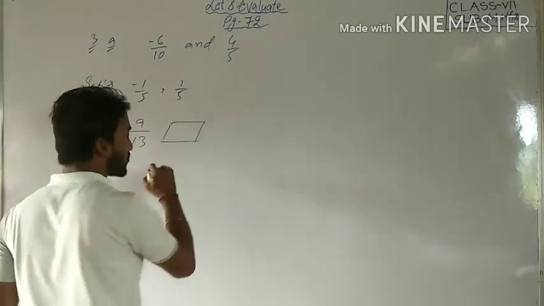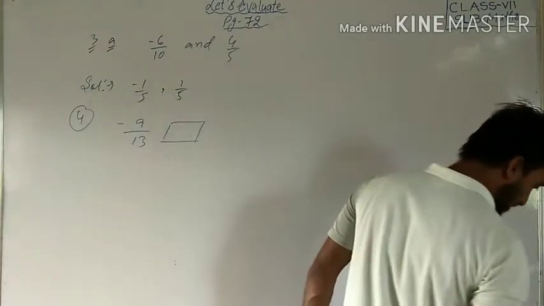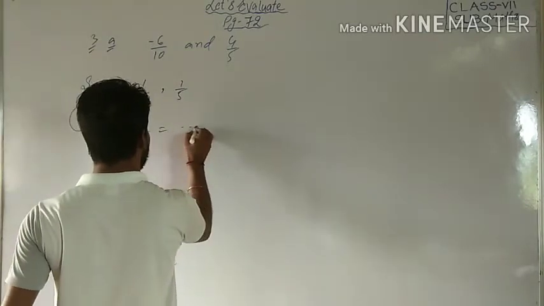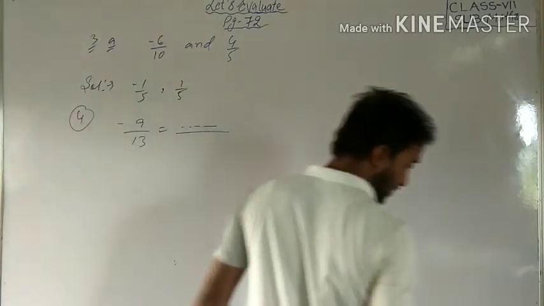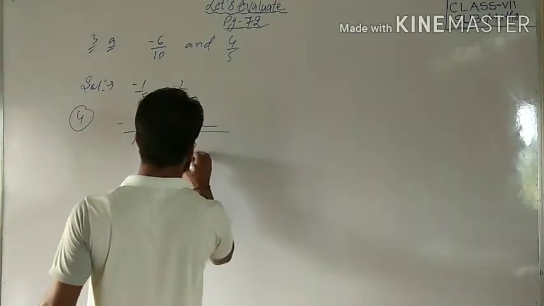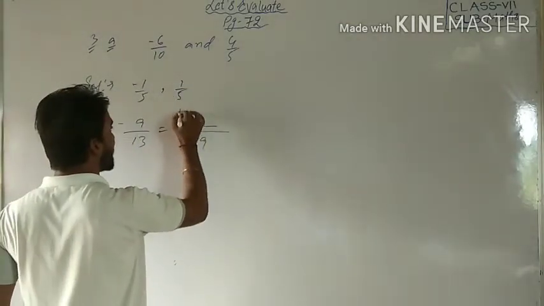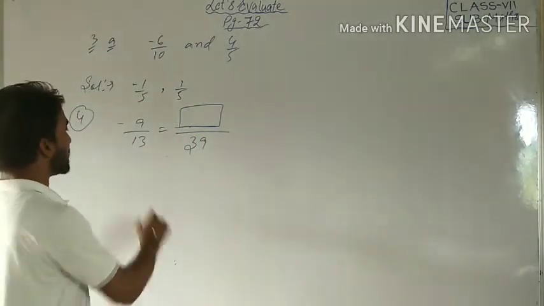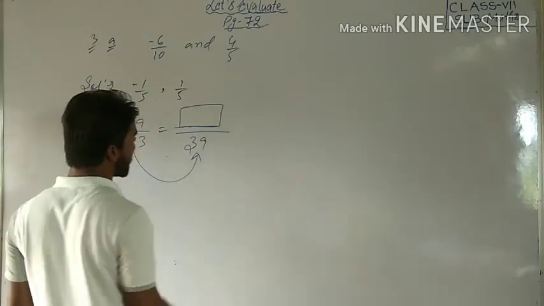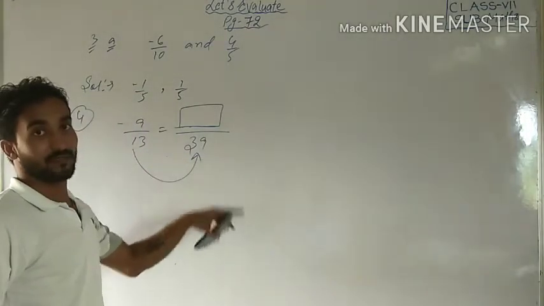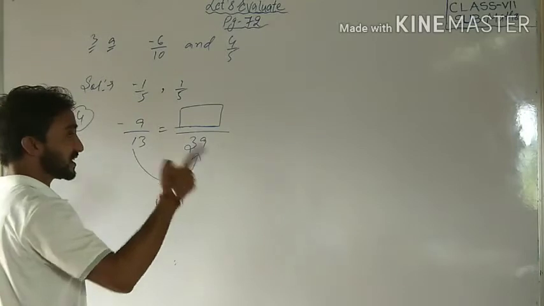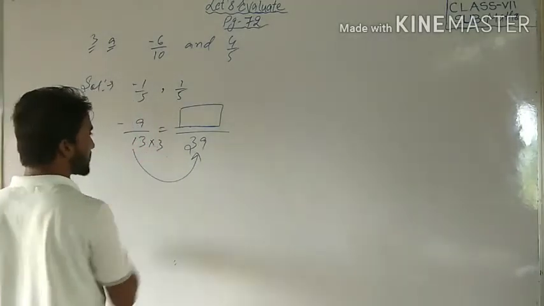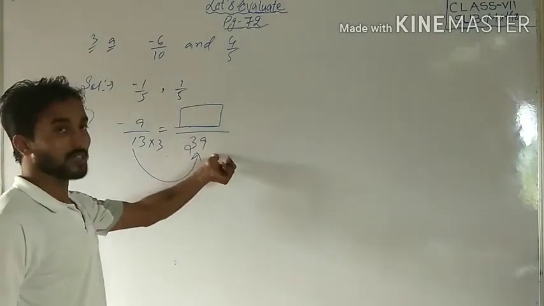Okay students, see, minus 9 by 13 is the question, and we have to fill in the blanks with denominator 39. And students, we have to mention here the equivalent number. How will the equivalent number become? We will consider the denominator. The denominator is multiplied by how much? 13 ones are 13, 13 twos are 26, 13 threes are 39. It means this number is multiplied by 3. So the next number's denominator is 39.